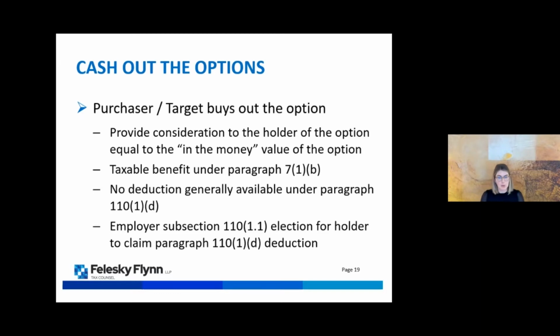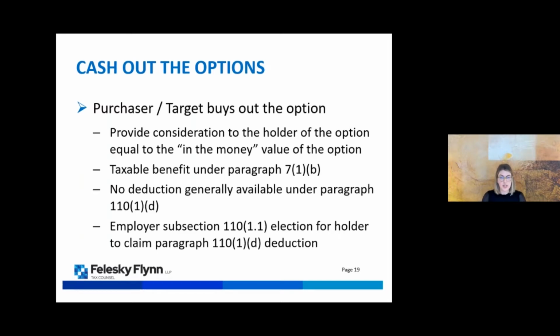But the cash out of the option creates a taxable benefit under paragraph 7(1)(b) rather than 7(1)(a). And that's because the holder is not exercising the option, but they are disposing of their rights under the option. So a paragraph 7(1)(b) benefit is generally not subject to the deductions under 110(1)(d) or 110(1)(d.1), and that's because no shares are actually being acquired.